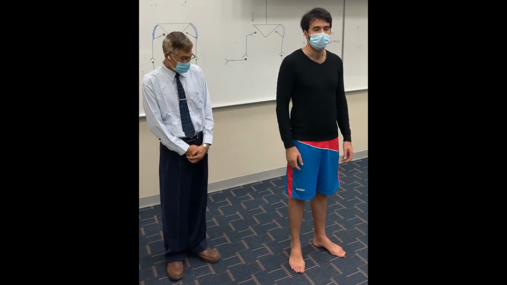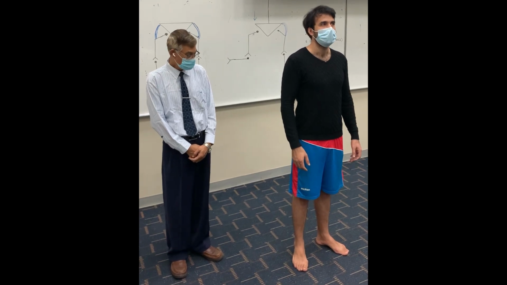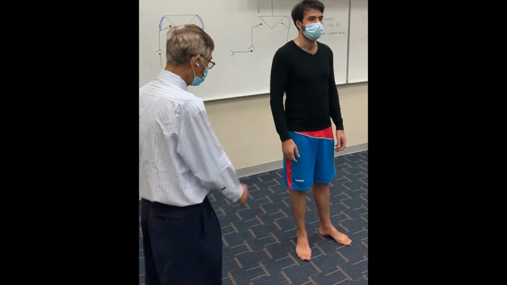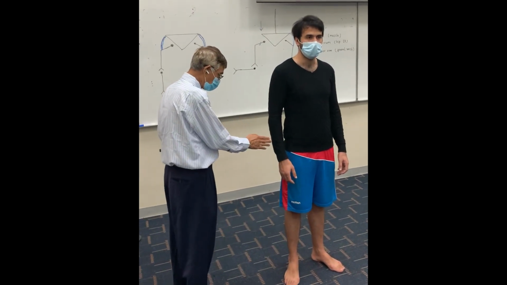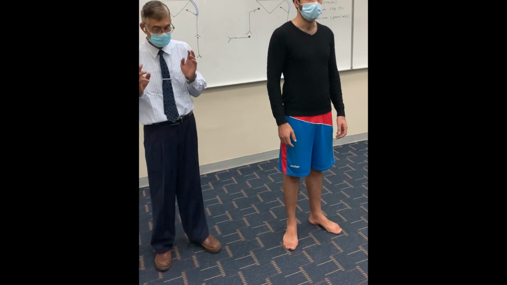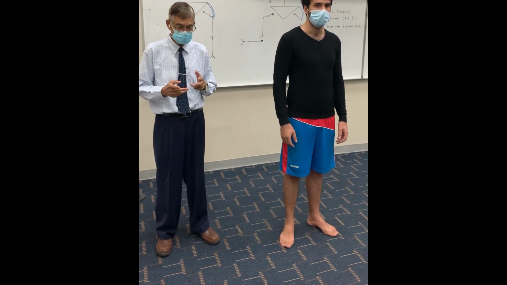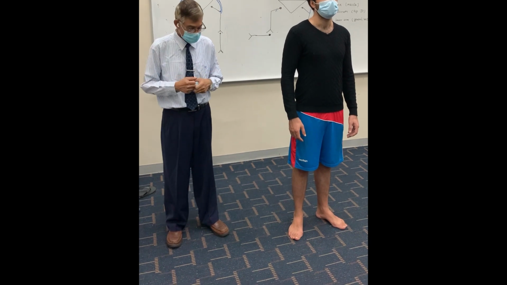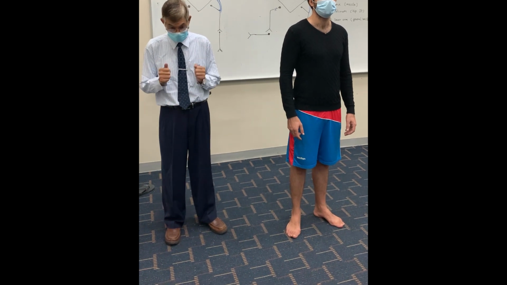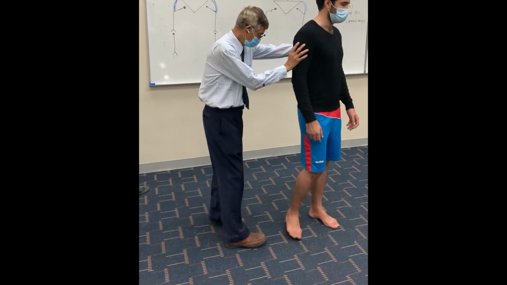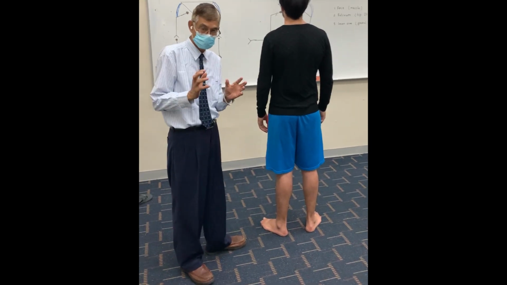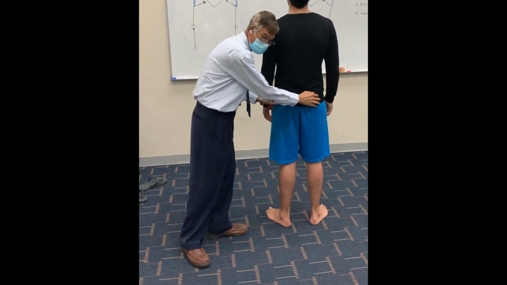For the local examination, inspection is done while the patient is standing. You have to check the patient from the front, from the side, and from the back. What will you check? As you know, the 3S: scar, sinus, and swelling, wasting, deformity, erythema, and so on. In the hip, you have to check the gluteal region for wasting.